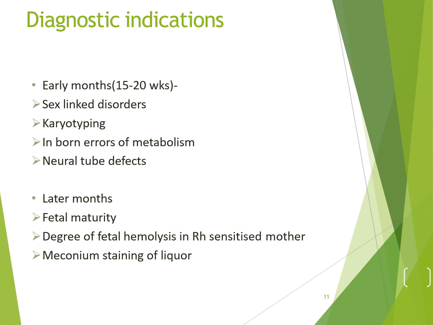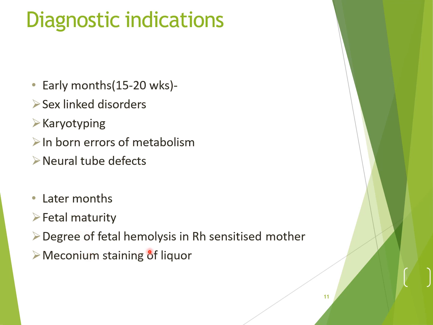The diagnostic indications include, in the earlier months, that is between 15 to 20 weeks, this test we can use for identifying the sex-linked disorders of the baby, for karyotyping, for assessing the inborn errors of metabolism, and for identifying the neural tube defects of the baby. And in later months, if you are assessing the amniotic fluid, you will get a clear picture about the fetal maturity and degree of fetal hemolysis.